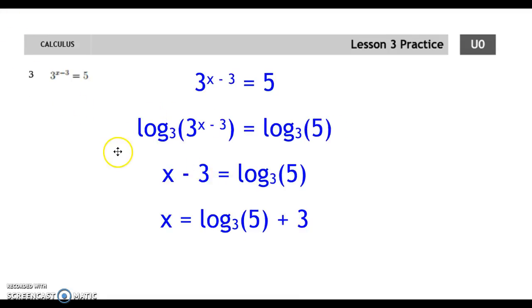All right, and hopefully you can see that this equation is solved very similarly to the second equation. We're taking log base 3 of both sides because the base here was 3. We solved for x, in other words, got x by itself, so we got this exponent as a regular expression, and then we added 3 to both sides to get log base 3 of 5 plus 3. Let's take a look at the next one.